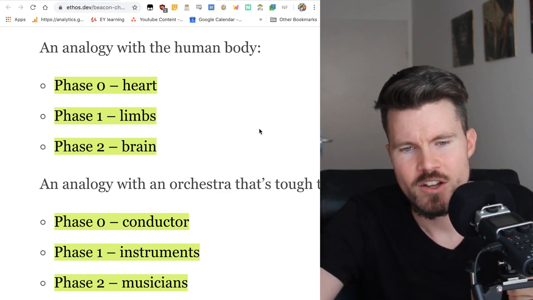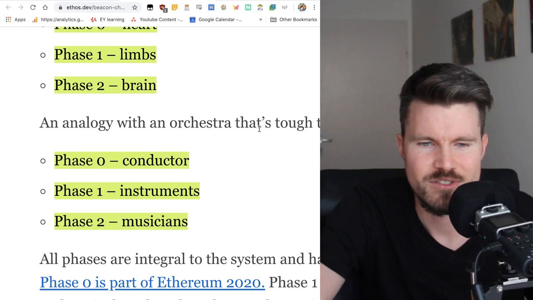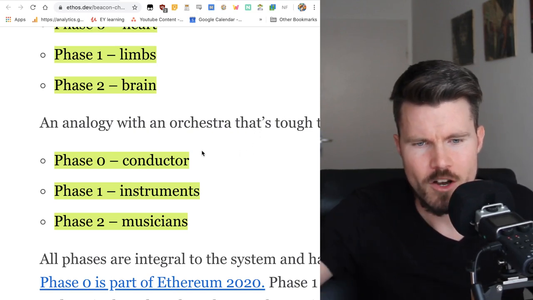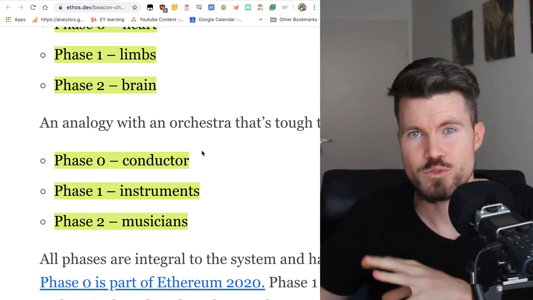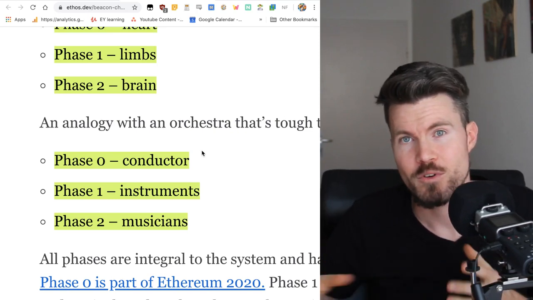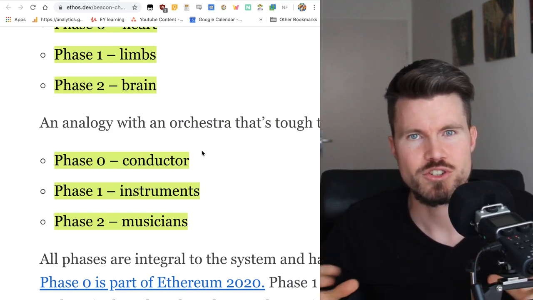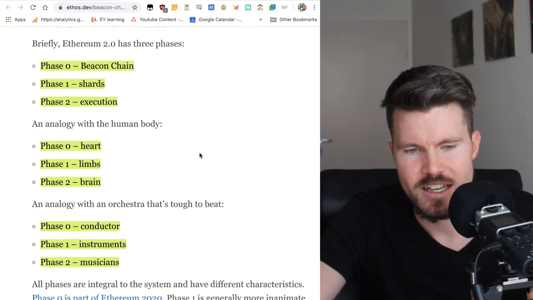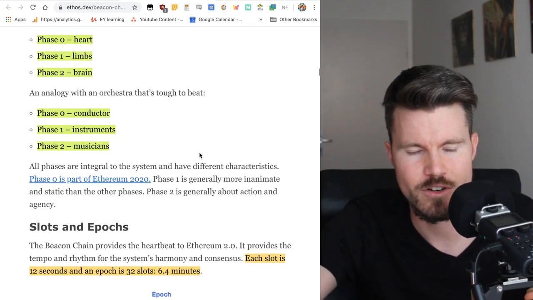There's another analogy which, if you're more musically inclined, you might prefer. Phase zero is the conductor of an orchestra. Phase one is the instruments, which on their own don't do that much. But with phase two, the musicians come into play and they make sure that everything works. This is a very good analogy, and hopefully it makes it a little bit clearer for you.